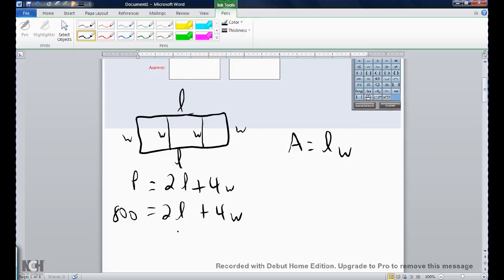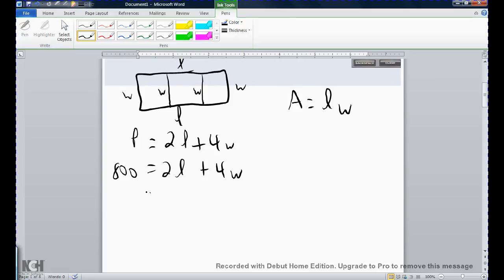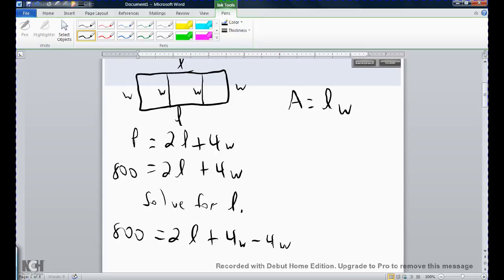It doesn't matter if you solve for L or solve for W, but I'm going to go ahead and tell you that we're going to solve for L because I don't like fractions. And I've looked ahead. If I solve for W, I would have fractions. It doesn't matter. I just don't want to work with fractions. So we're going to solve for L. And to do so, I'm going to subtract 4W from both sides.